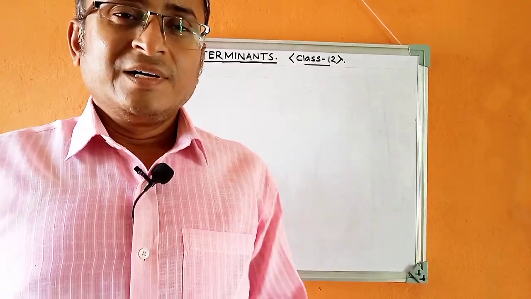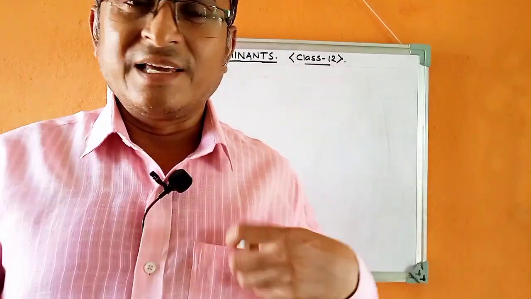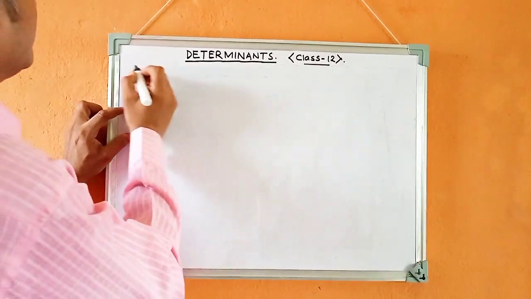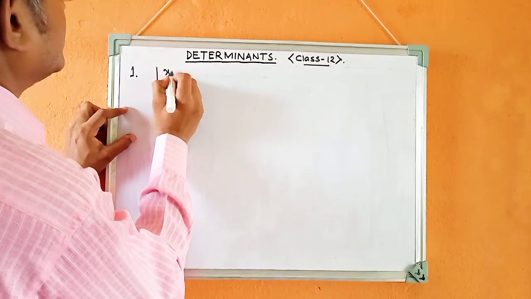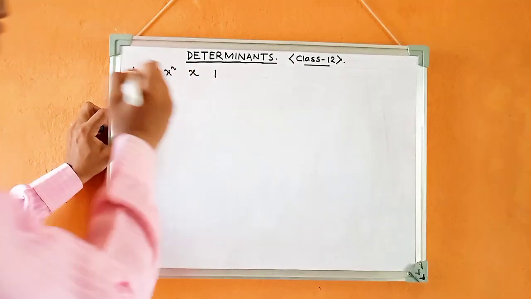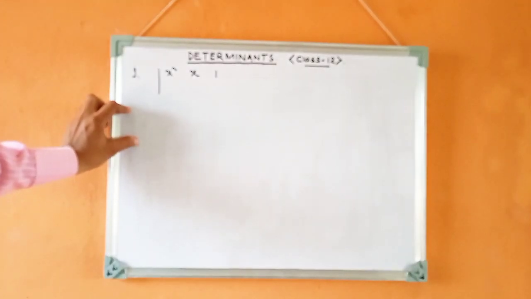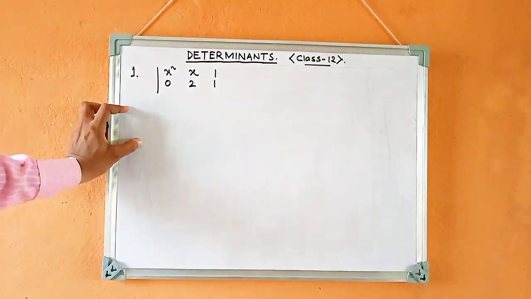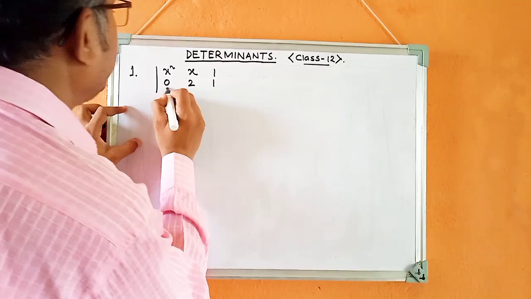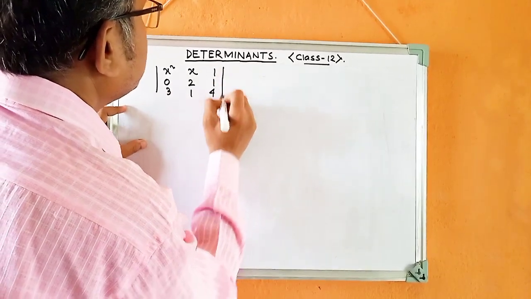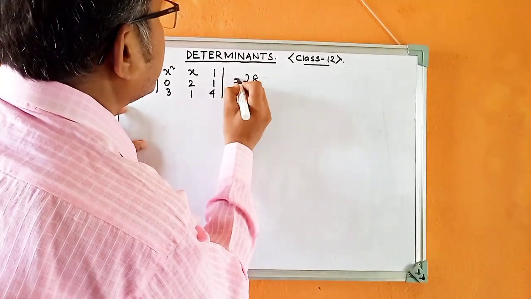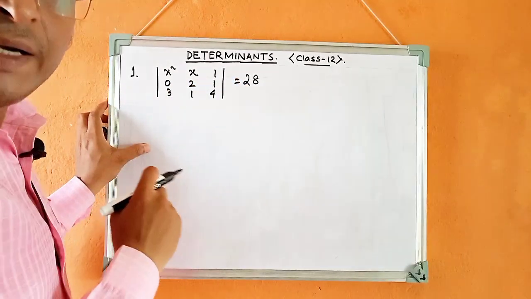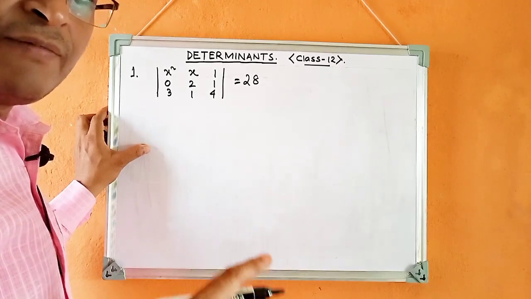Now I give two examples. See carefully. Example number 1: find the value of x if the determinant with rows x square, x, 1; 0, 2, 1; 3, 1, 4 is equal to 28. Now the result of this determinant equals 28, and the question is to find the value of x.